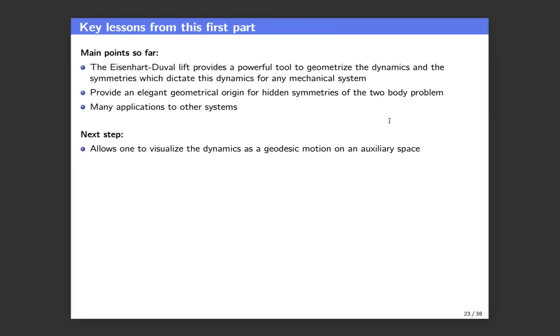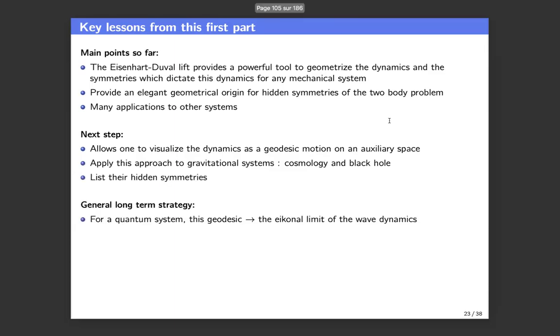So what is the next step? What we want to do is to visualize the dynamics as a geodesic motion on an auxiliary space, but for gravitational systems now. In particular, we want to focus on cosmology and black hole mechanics. And what we will do is to list all the hidden symmetries of these using this systematic approach.